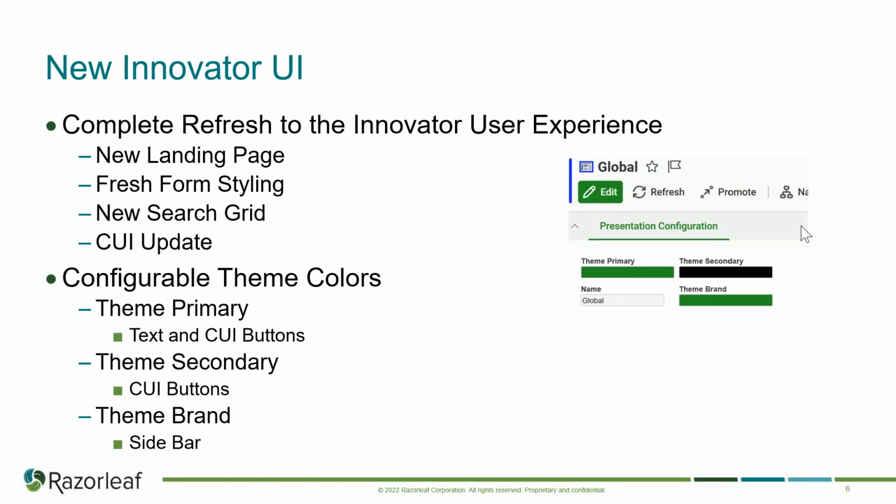All right, so the new UI, like I mentioned, is a complete refresh to the Innovator user experience. We're going to have a new landing page, fresh styling on forms, fresh search grids, and CUI updates. You get a sneak peek here with how the new buttons look, and configurable theme colors, which is super fun. You can set up how you want your Innovator to look based off of your corporate branding or just preferences within the company. Us being green at Razorleaf, I already set up my environment to express our corporate image.